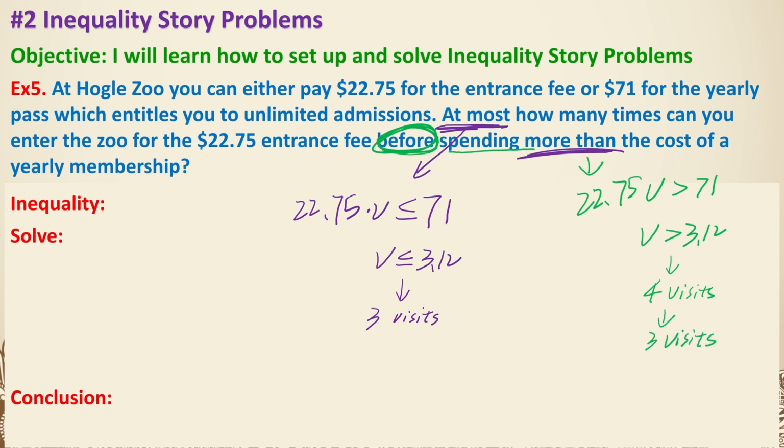So for this question, you can set up the inequality either way, using either phrase. But no matter what, your conclusion is a bit tricky. You have to think a bit extra, and the conclusion is going to be 3 visits. So 3 visits before spending more. There you go. That's example 5.